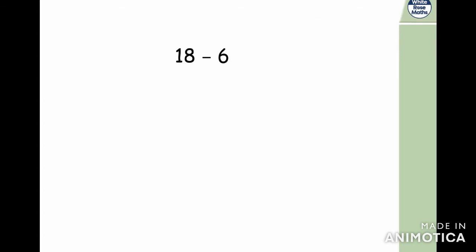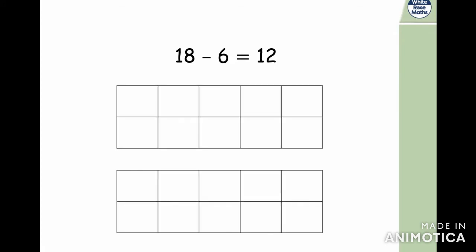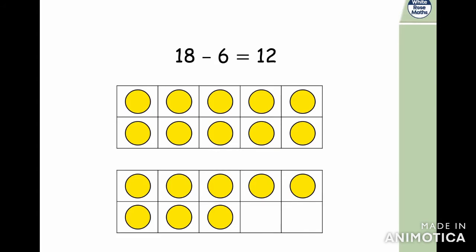We know that 18 subtract 6 is equal to 12. But this time I'm going to show you a slightly different representation. I'm using 10 frames and counters again. But watch what happens this time. Instead of crossing out 6, I'm going to turn 3 over and another 3, because I know that 3 plus 3 is 6. So I've not crossed out or got rid of any counters this time. I've just turned them over. Pause the video and have a think. What does this show us?